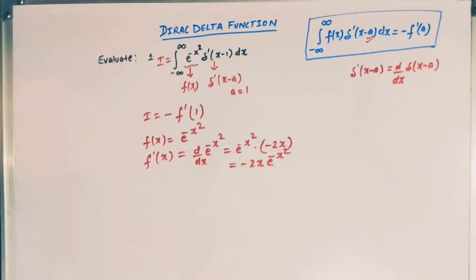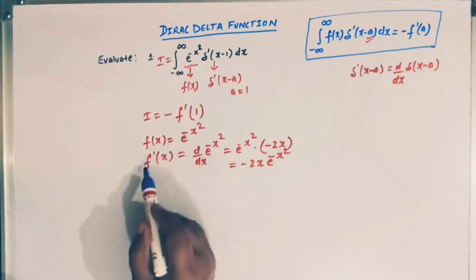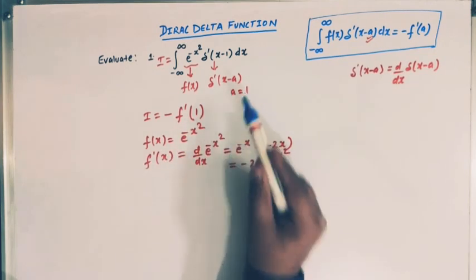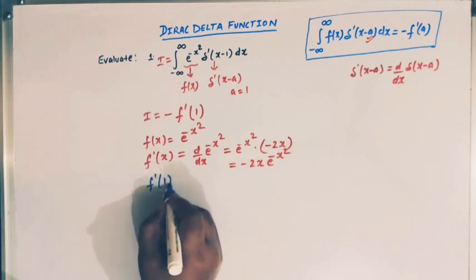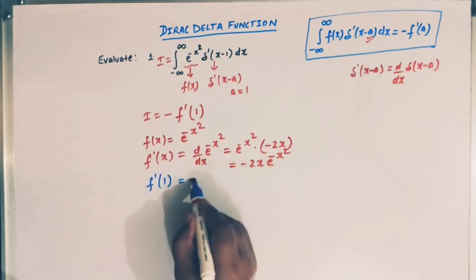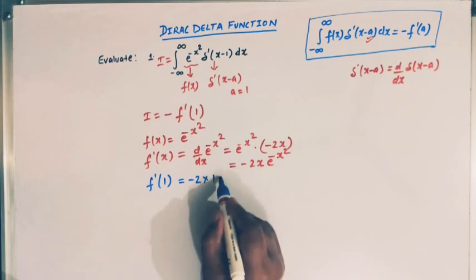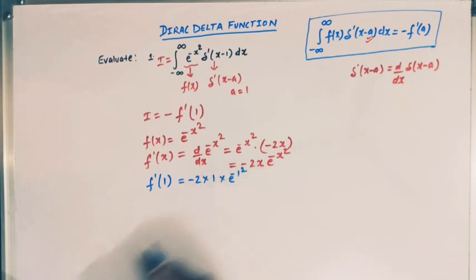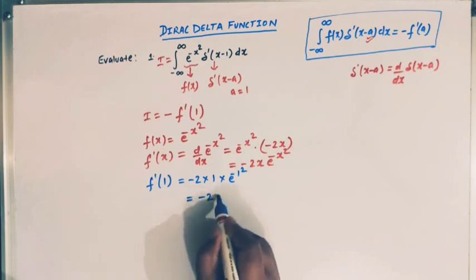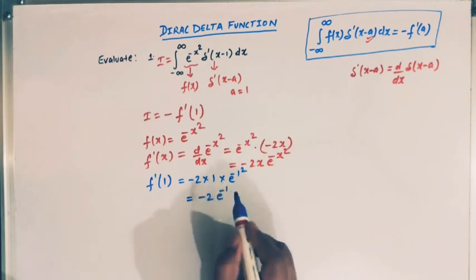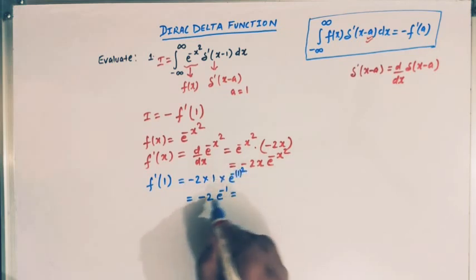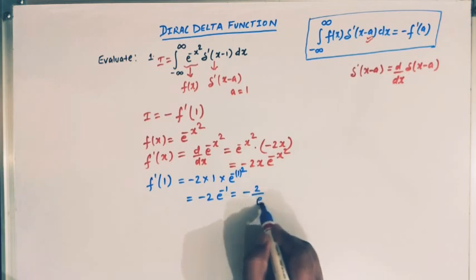Okay, so now we have to find the value of this derivative at x equal to 1, or a is equal to 1. So f prime of 1 is equal to minus 2 times 1, and here we have e raised to minus 1 square, right? So we have minus 2 e raised to minus 1, because this is 1 square, and this can be written as minus 2 over e, right?